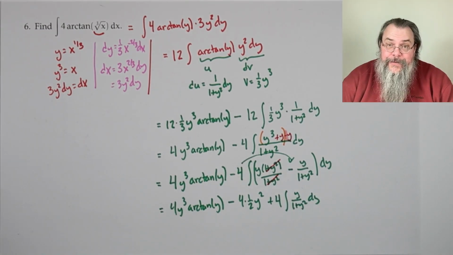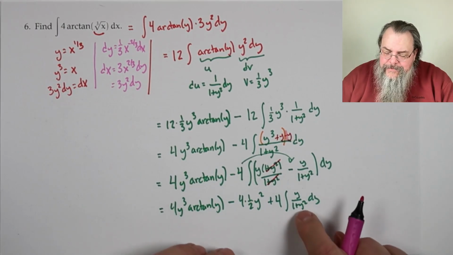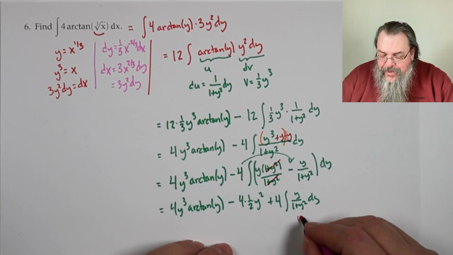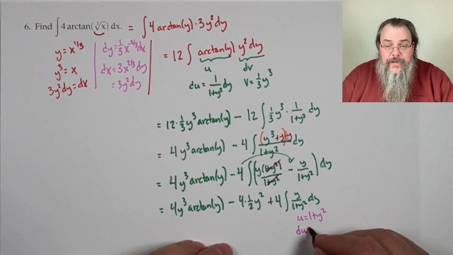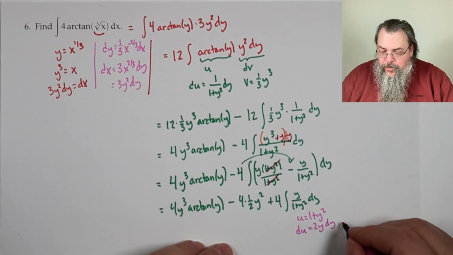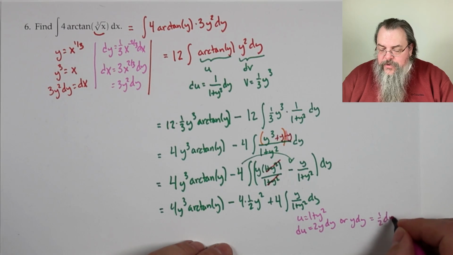How do you integrate y over 1 plus y squared? Well, it's not arctangent. Arctangent is just 1 over 1 plus y squared, but it's not far off, right? So we say, okay, well, what can you do? Try substitution. If you let u equal 1 plus y squared, what's du? 2y dy. Or y dy is 1/2 du.